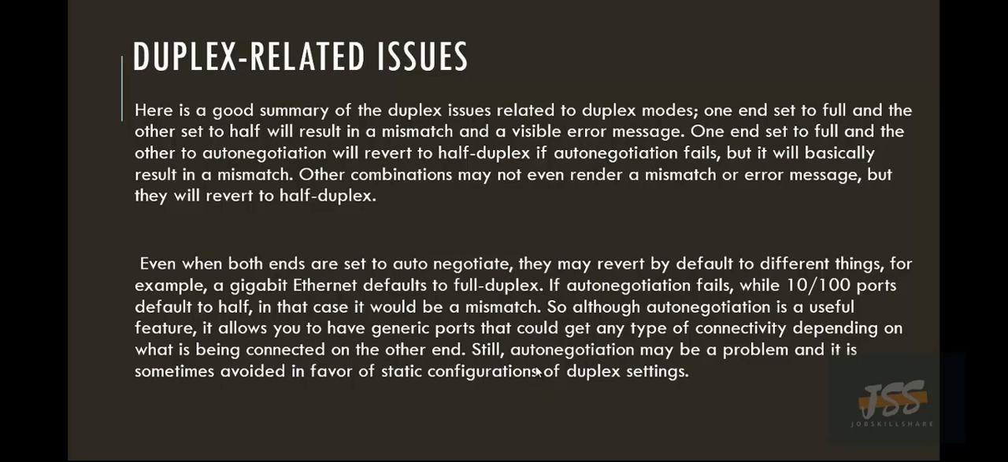For example, a gigabit Ethernet port defaults to full duplex if auto negotiation fails, while a 10/100 port defaults to half, in that case it would be a mismatch. So although auto negotiation is a useful feature, it allows you to have a generic port that could get any type of connectivity depending on what is being connected on the other end. Still, auto negotiation may be a problem, and it is sometimes avoided in favor of static configuration of duplex setting. So you can do that, you can set both the switches on both the ends to full duplex. It will also work for you.